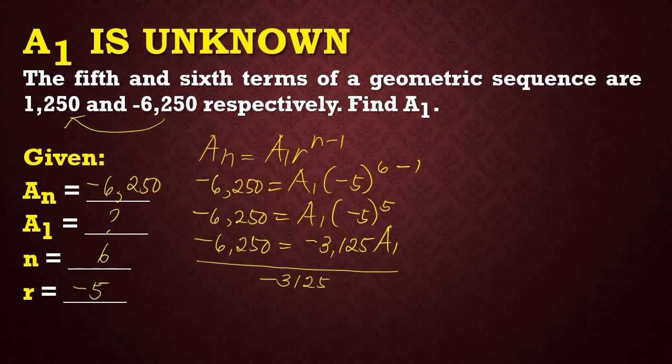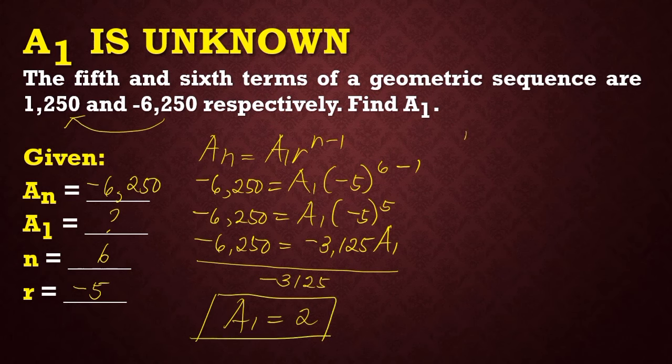So, kailangan po natin tanggal yung numerical coefficient ng a sub 1. And then at the same time, kailangan po yung a sub 1, lagi po siyang positive. Okay. So, kapag dinivide natin yan, a sub 1 will be, so negative 6,250 all over negative 3,125. So, ang sagot po natin dito is 2. So, the first term of this sequence is 2.